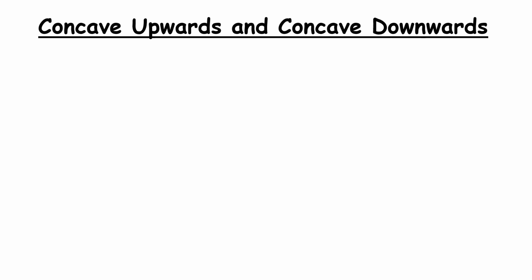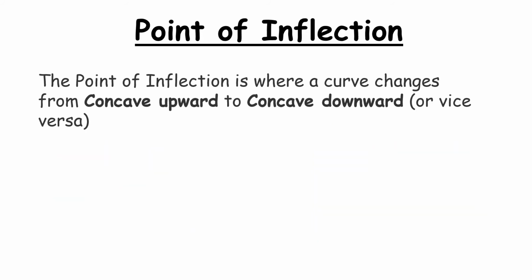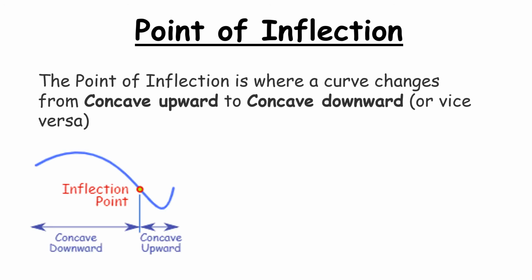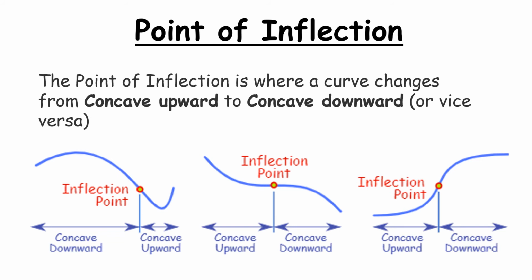So we're going to start looking at point of inflection now, and it's important to understand concave up and concave down. Concave upwards is where we have an increase in the slope, and concave down is where we have a decrease in the slope. So you can see that here. Depending on the subjects you study, you may talk about convex, and there is a link to this here, but really we use the words concave up and concave down. So the point of inflection is where the curve changes from concave up to concave down, or concave down to concave up.